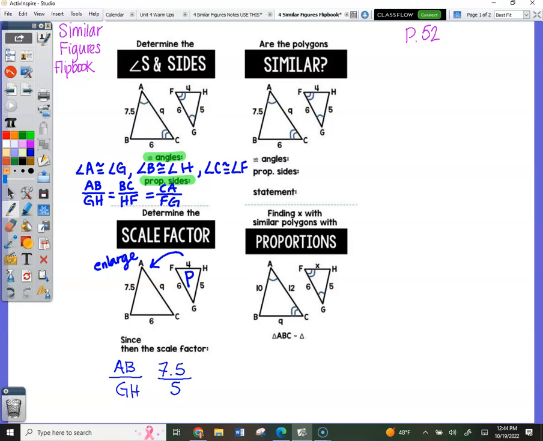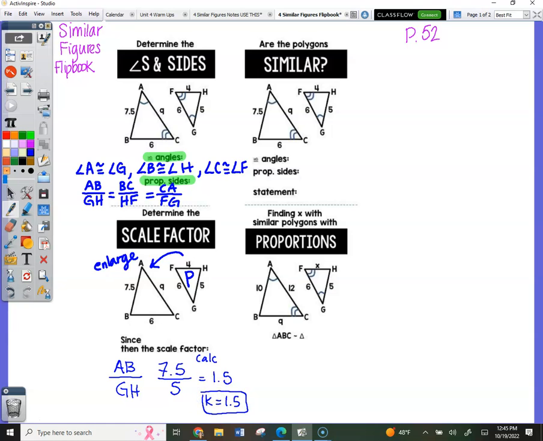I want you to make a note. Go to your calculator. 7.5 divided by 5 is 1.5. So the scale factor is 1.5. Right here, I'm going to say equals K. So K is 1.5. That's the scale factor.